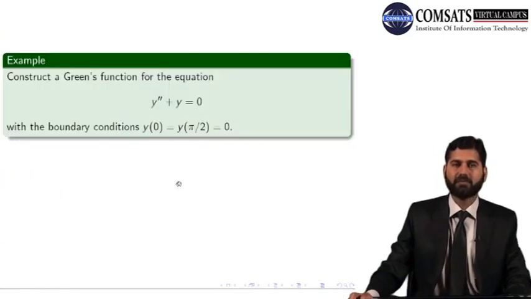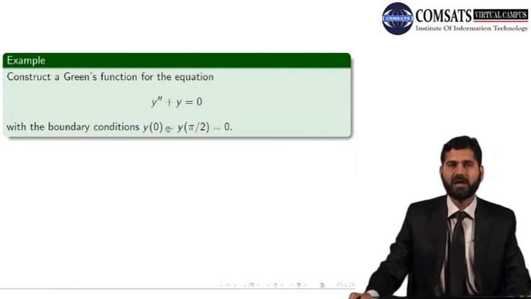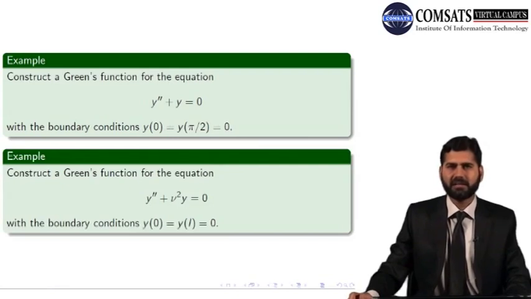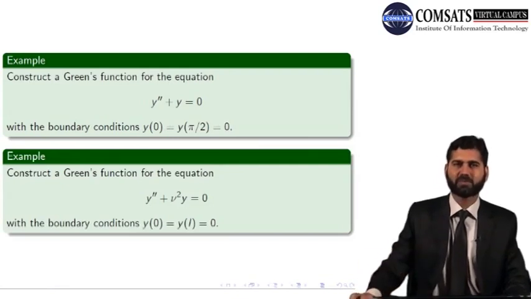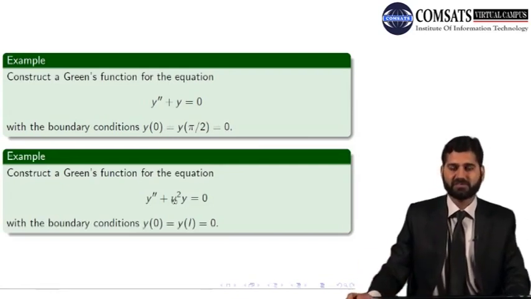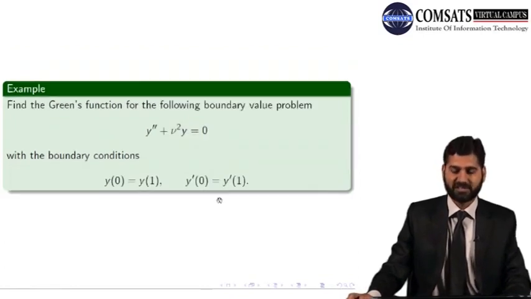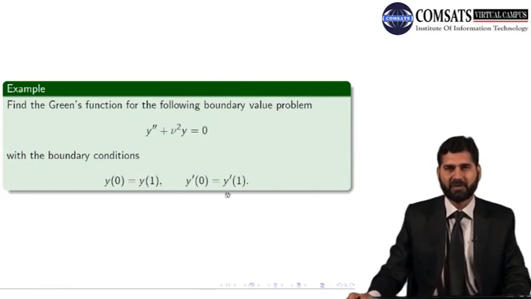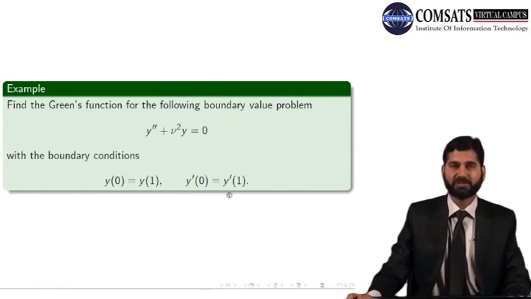This was the first example, a little easier one, and we constructed the Green's function for this one, and this was a little more complicated than the previous one, and we constructed the Green's function for that, and then we went on to construct the Green's function for this more complicated boundary value problem, and we were able to construct the Green's function for that. So look at all these 3 examples again.